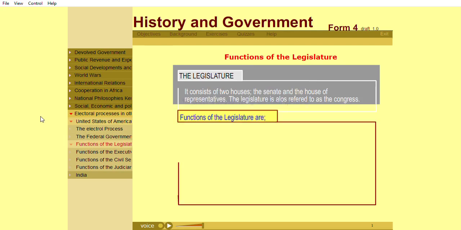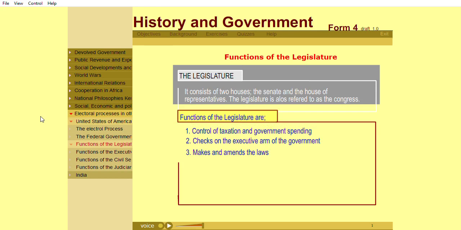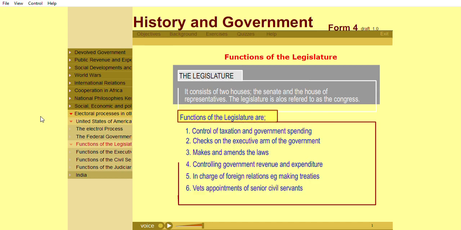Functions of the legislature are control of taxation and government spending, checks on the executive arm of the government, makes and amends the laws, controlling government revenue and expenditure, in charge of foreign relations, for example, making treaties, vets appointments of senior civil servants, and representing their constituency and states.